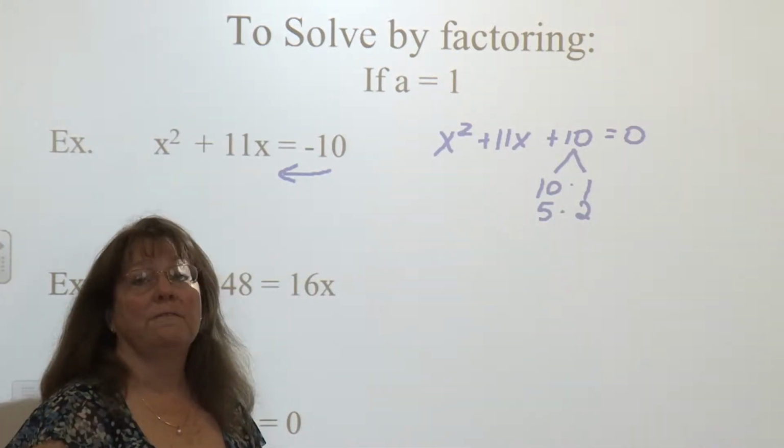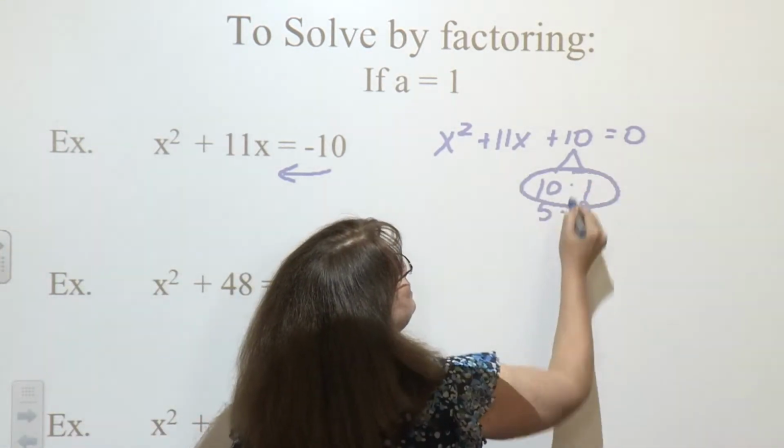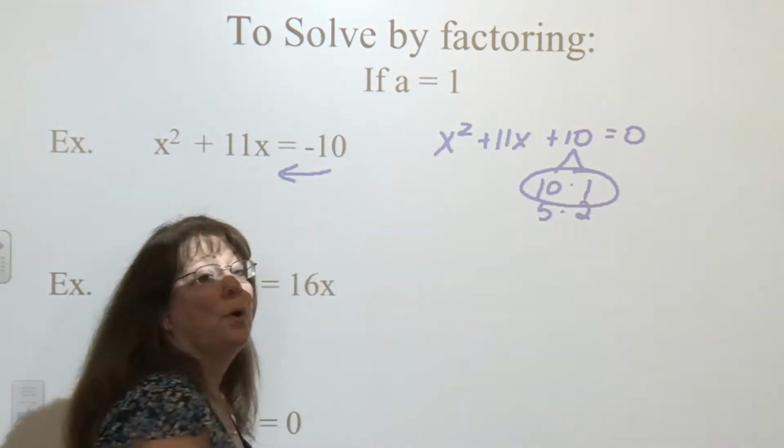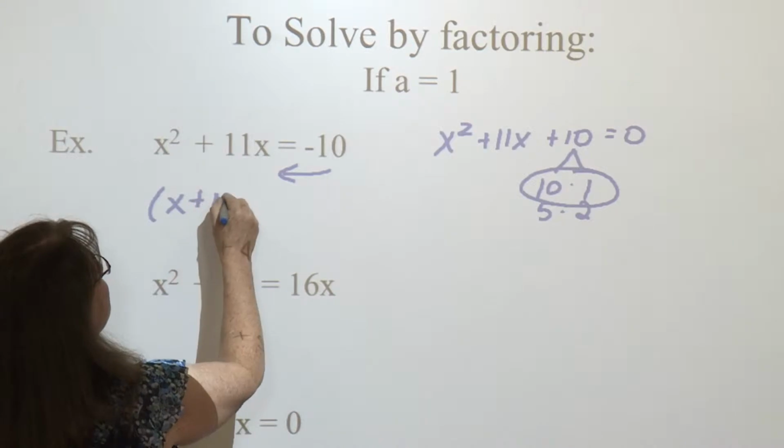This time I notice that the factors I'm looking for are 10 and 1. 10 times 1 is 10. 10 plus 1 is 11. So a positive 10 and a positive 1 are the factors I want.